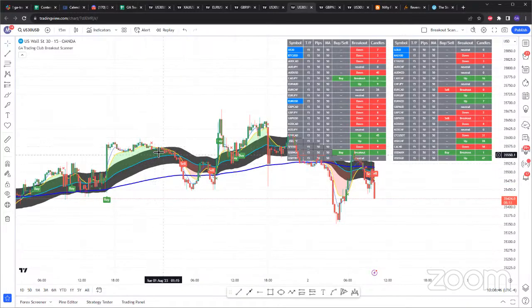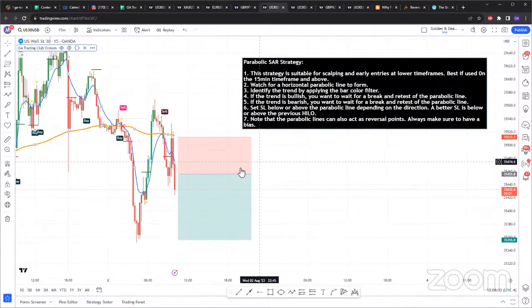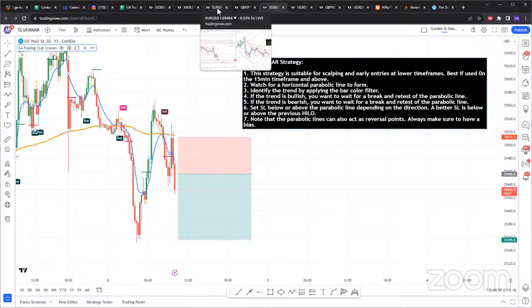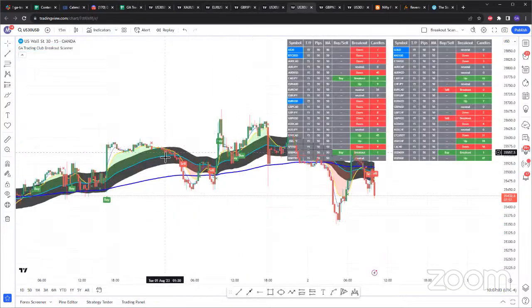So the green X's and the red X's are based off of the 5 EMA. US 30 is dropping. I don't know if we're gonna get a nice entry, but you can see this drop. Anyway, that's fine. Where was I? The breakout scanner. Yes.